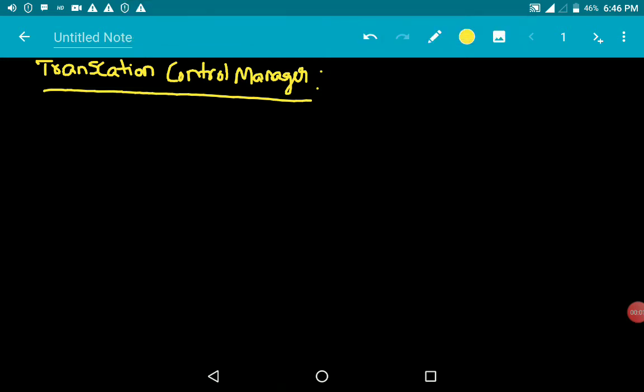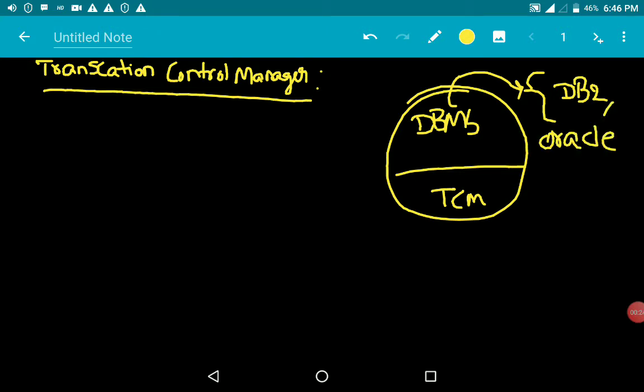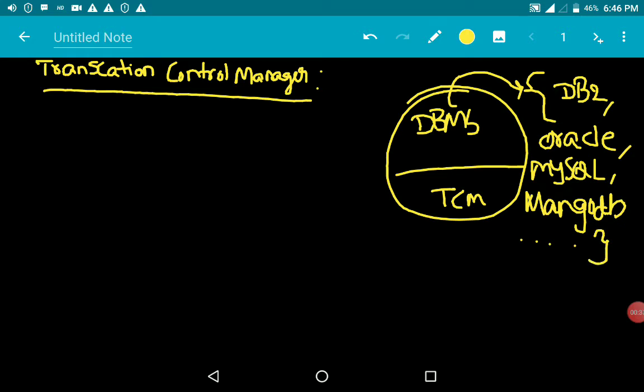Hi friends. Transaction Control Manager is a piece of code or software program which is inbuilt in every database management system. These database management systems are DB2, Oracle, MySQL, MongoDB, or any other database system.